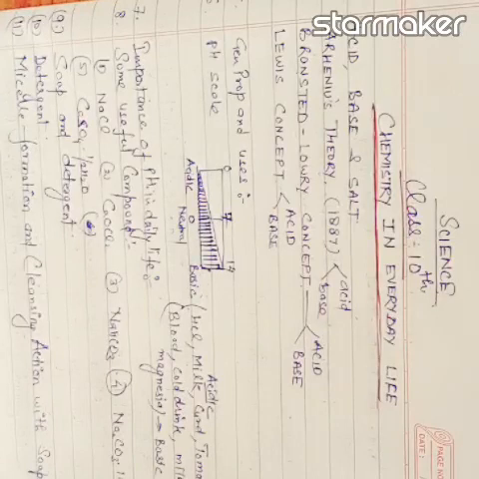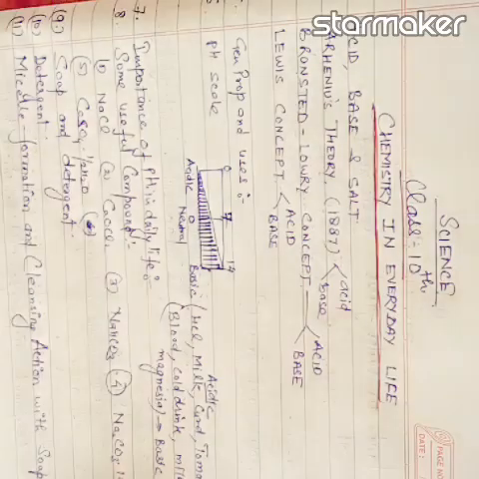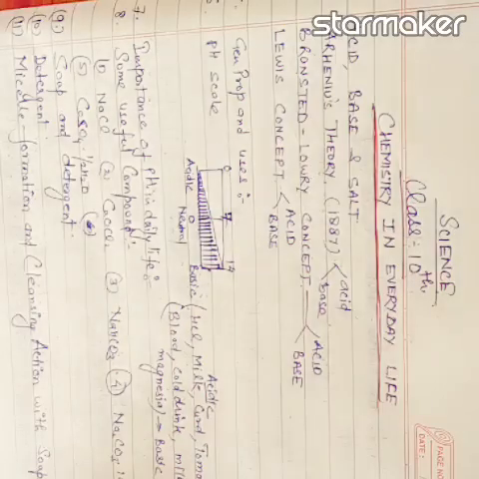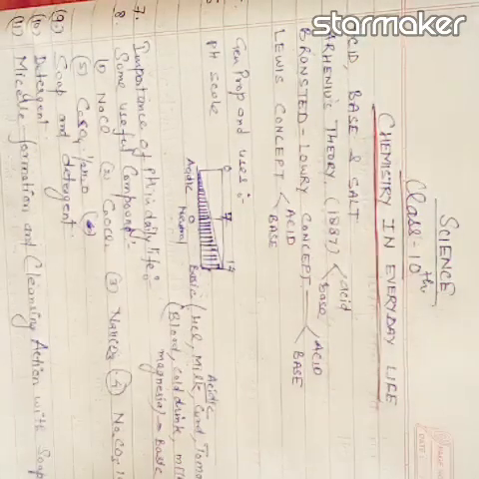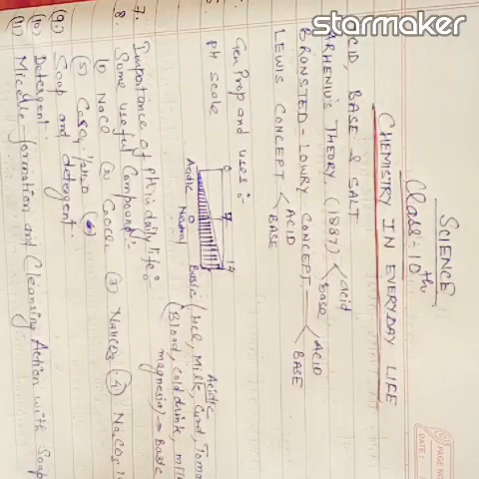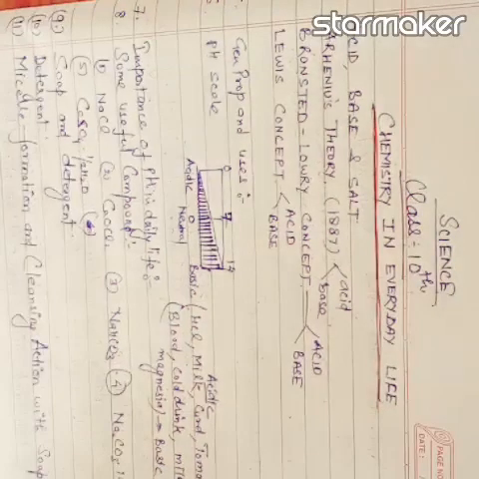Now we come to another point, the Arrhenius theory. In the year 1887, Arrhenius defined acid and base. According to Arrhenius, the substance which gives hydrogen ion H+ or hydronium in aqueous solution is called an acid, and the substance which gives hydroxyl ion OH- in aqueous solution is called a base. Means acid gives H+ while base gives OH- in aqueous solution.